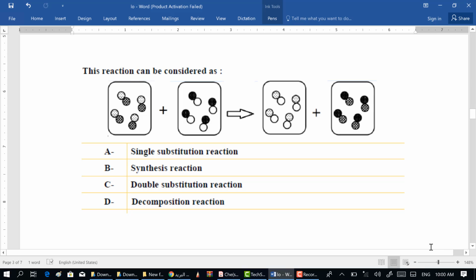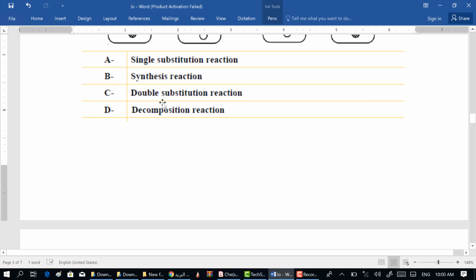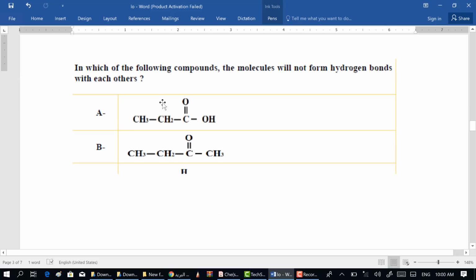For this question, the reaction can be considered as this pole attached with this pole, and this pole attached with this pole, this atom attached with this atom, and this atom attached with this atom. So it will be double substitution. It's an easy question. Return back to the other questions.